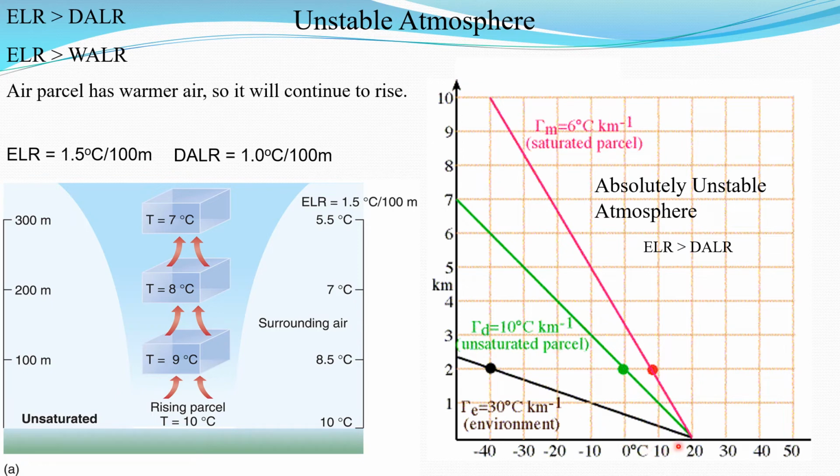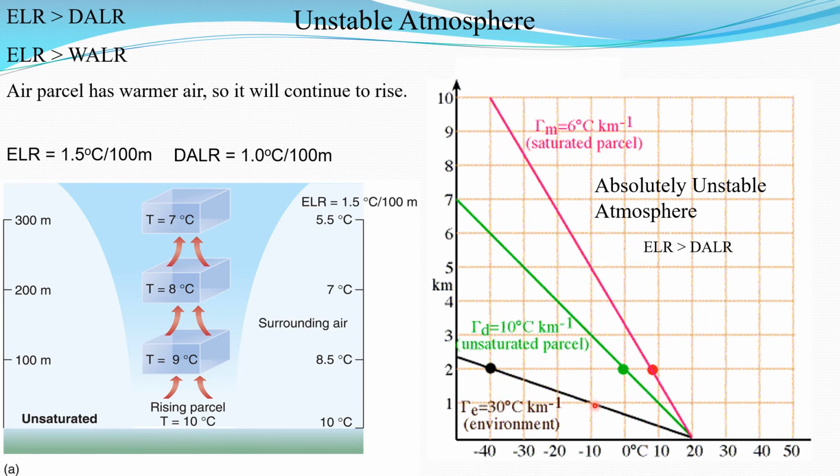So in this chart, the atmosphere is absolutely unstable, because the environmental lapse rate is greater than both the dry adiabatic lapse rate and the moist adiabatic lapse rate. But one thing you may be confused by with this line, you have to look at here. From here to 1 kilometer, something like that. So this one is intersecting somewhere here. That is 1 kilometer here.